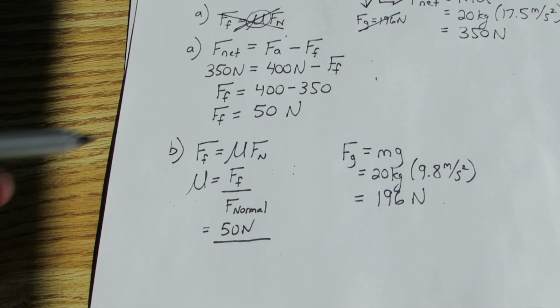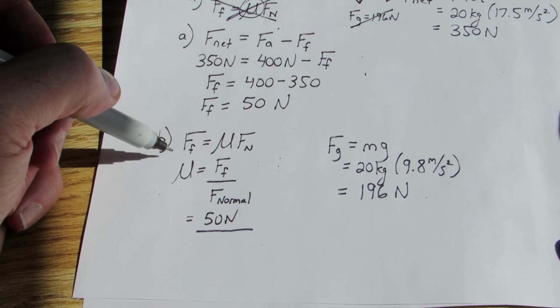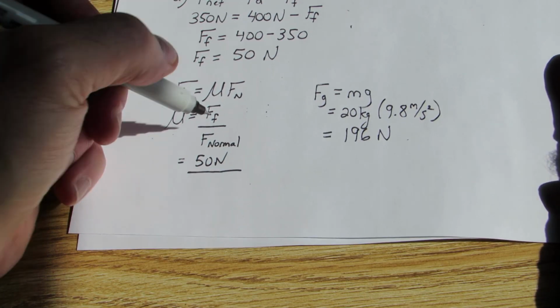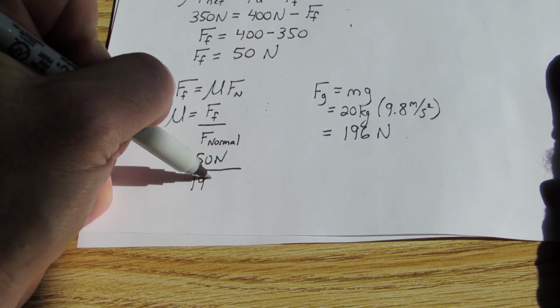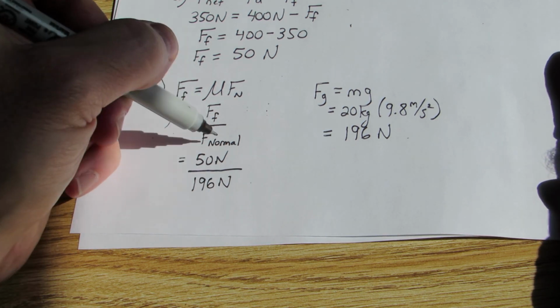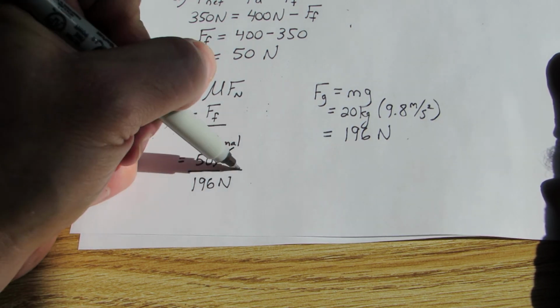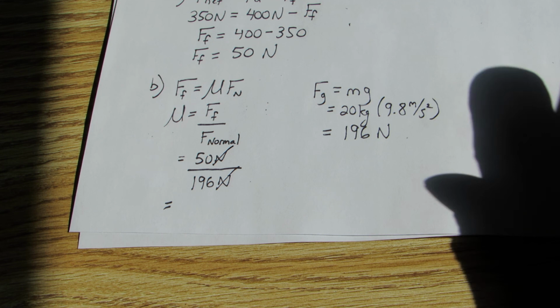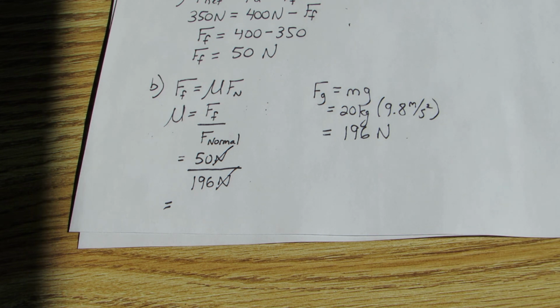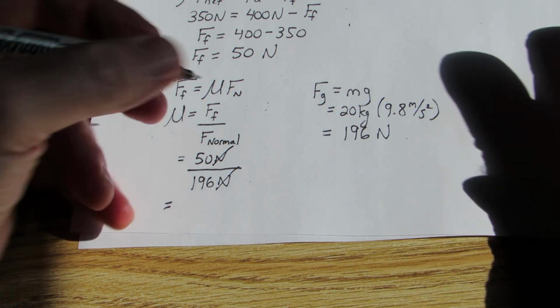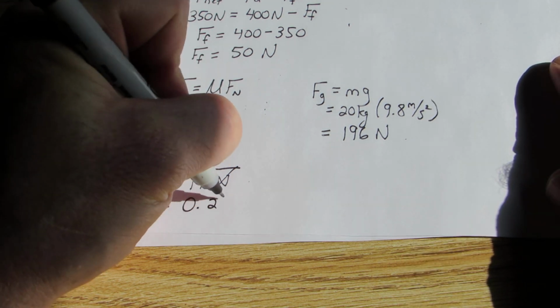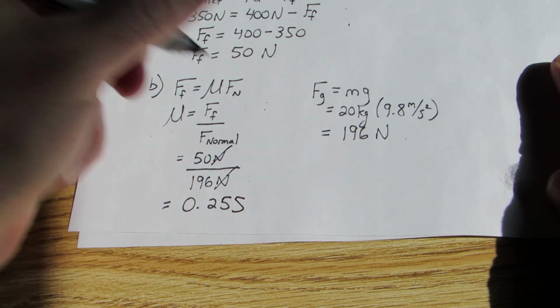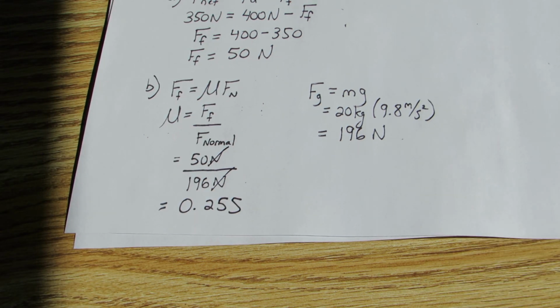So to finish off this calculation for the coefficient of friction in step B, it's 50 newtons of friction divided by 196 newtons of normal force. The units cancel, which is the normal result, the usual result. Coefficients of friction are unitless. And you get a final answer of 0.255, no units, which feels very weird.